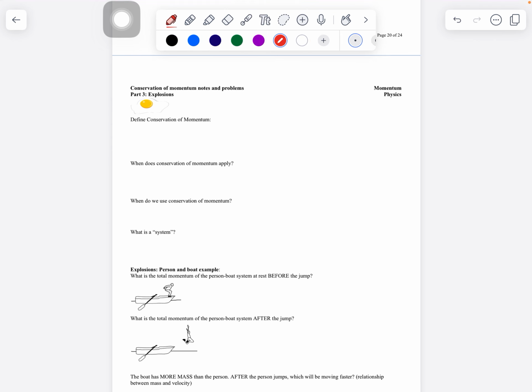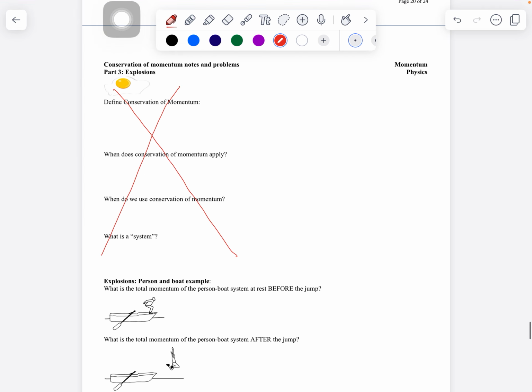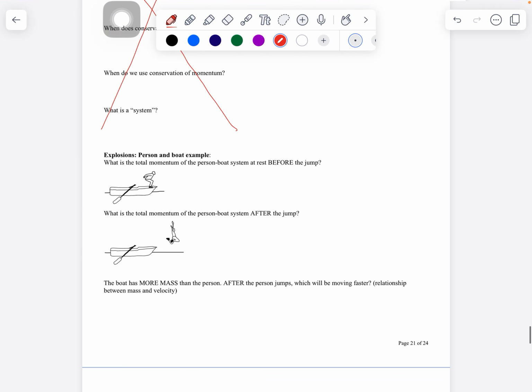This whole first part, what is a system, define conservation of momentum, we already did that in our bounce notes, so we can just cross that off. If you don't have that for some reason, you absolutely need to watch that video first, watch your bounce collision, then watch our inelastic collision, and then come back here. We already talked about this. If you're not sure, go ahead and review your notes in part 1.